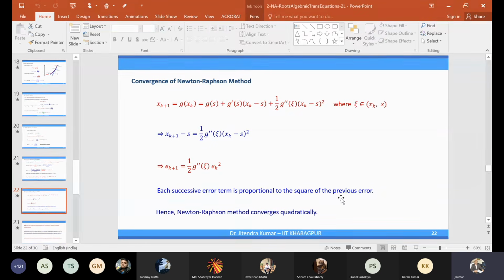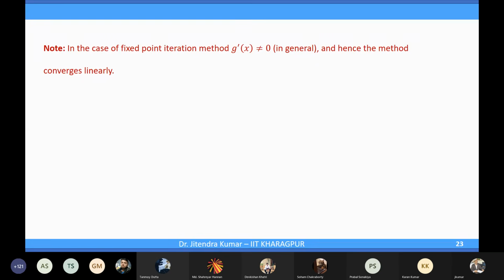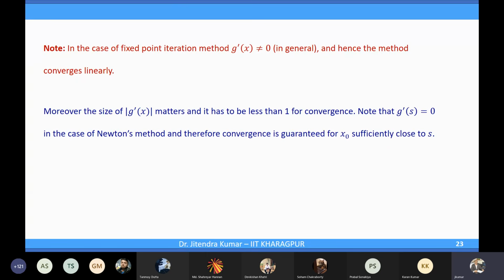As I mentioned in the beginning also, there are problems. Okay, so up to here the quadratic point is fine. In the case of the fixed point iteration method, the convergence is linear. Moreover, the size of g prime of x matters and it has to be less than 1 for convergence. That is what we have discussed in the fixed point iteration method. In this case, g prime of s is equal to 0. Therefore, the convergence is guaranteed for x0 sufficiently close to s. I think I have discussed this on the previous slide.